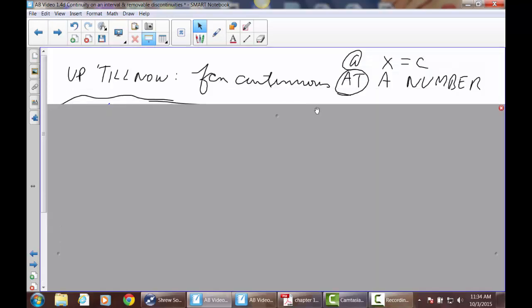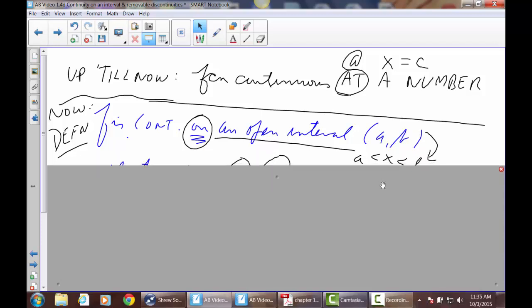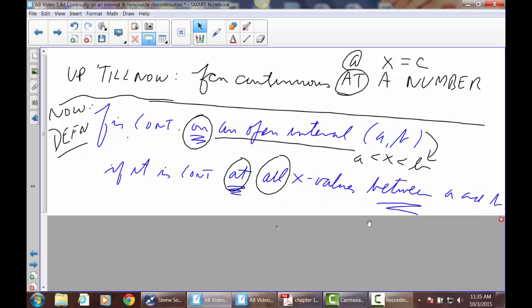What we've been doing so far is a function continuous at a number, whereas now we're going to be talking about a function continuous on an interval. We're going to start with what's called an open interval, which is round parentheses on both sides. In other words, non-inclusive, does not include a or b. Basically, a function is continuous on an open interval from a to b if it is continuous at all x values between a and b. Now, obviously, you can't check and assure that it's true for all real numbers between 2 and 7, because that's an infinite number of numbers.